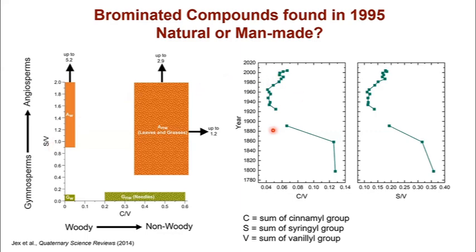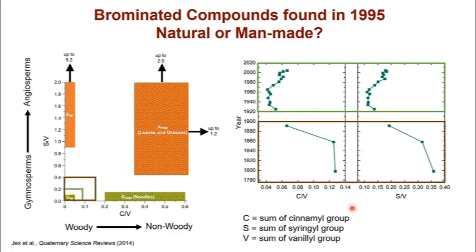So if we then look at the ratios of the lignin biomarkers, we can also see some pretty interesting trends happening before this elevation. Compared to the elevated C to V and S to V, that shows us that somewhere in, I guess, the early 1900s, there was an ecosystem or vegetation input change.